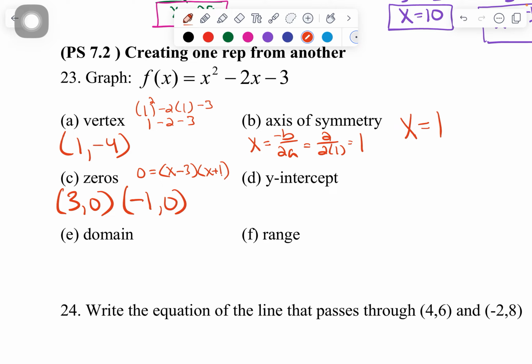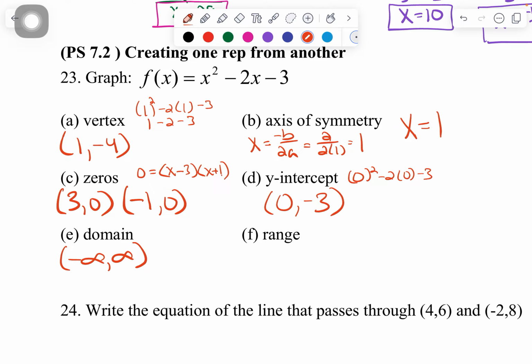And then for the y-intercept, make x equal to 0. So 0 squared minus 2 times 0 minus 3. That is going to be the ordered pair 0, negative 3. The domain for any quadratic equation is negative infinity to infinity. And the range I'm going to hold off on until I actually draw the picture.